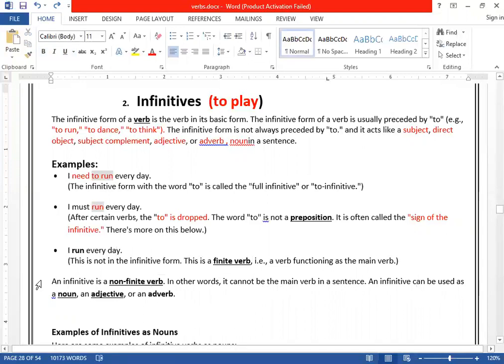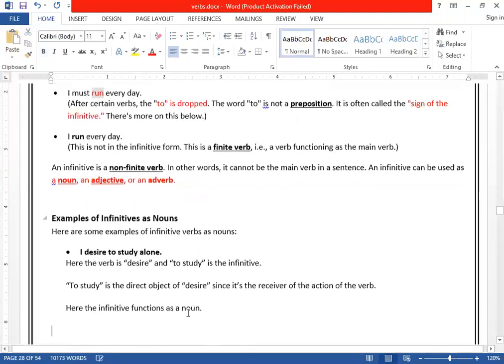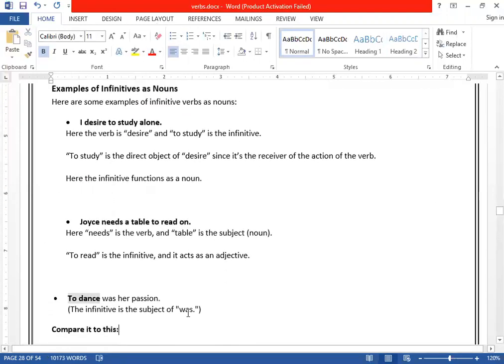An infinitive can be a noun. It can function as a noun. It can function as an adjective, or it can function as an adverb. Clear? Now we want to study all of them one by one. How can infinitive function as a noun? How can infinitive function as an adjective? How can infinitive function as an adverb? Let's move, we want to proceed down here. Number 1, infinitive as a noun. Let's study how infinitive functions as a noun. Here are some of the examples that I have written here. You will clearly understand it. Now, for example, I desire to study.